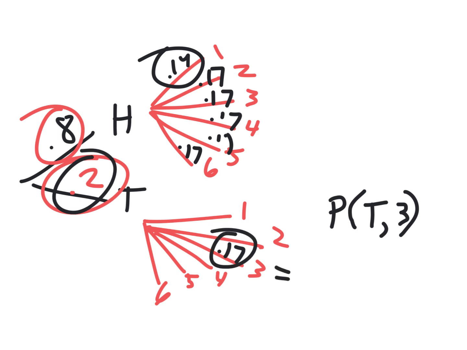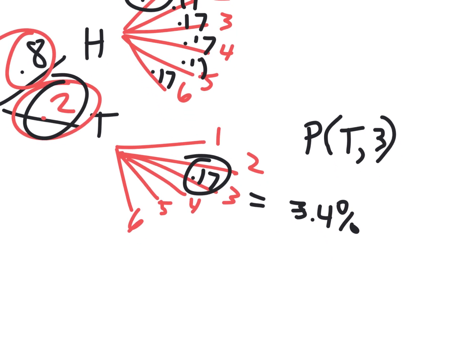Iris, what did you get? 3.4%. Raise your hand if yours would have rounded to 3.4%. Okay, cool. If you didn't get how that just happened, it was 0.2 times the 0.17.